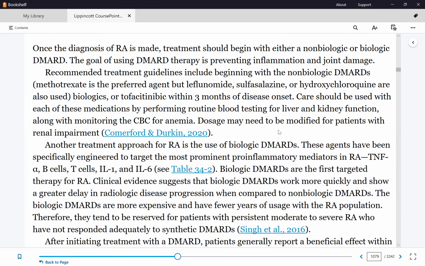So as with any other disease modifying agents, meaning immunosuppressants, they all cause bone marrow suppression. So it puts the patient at risk for infections.